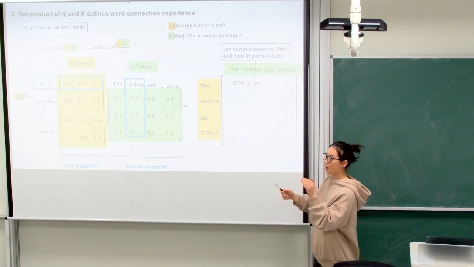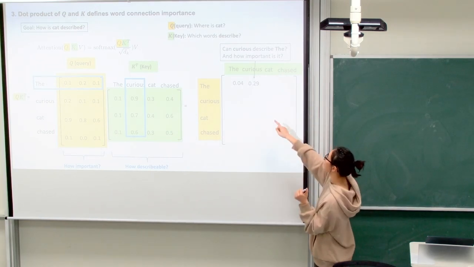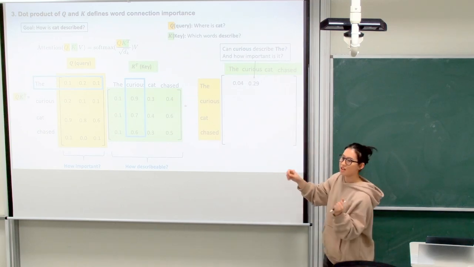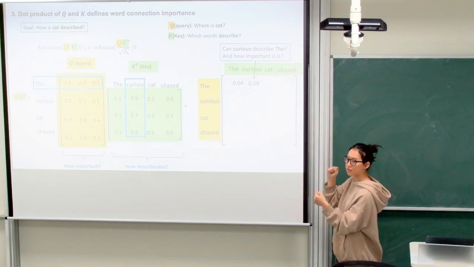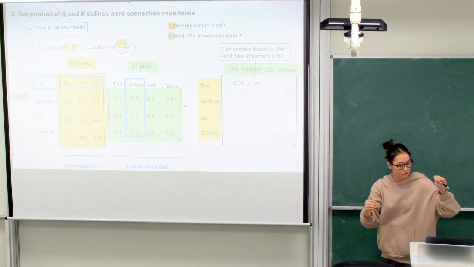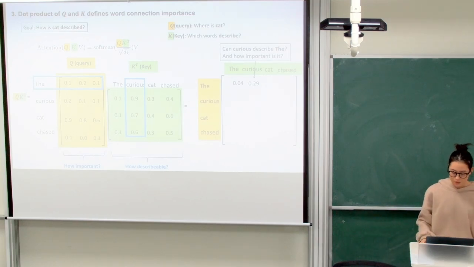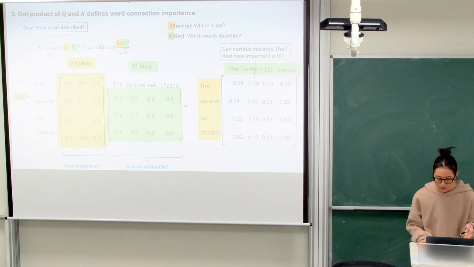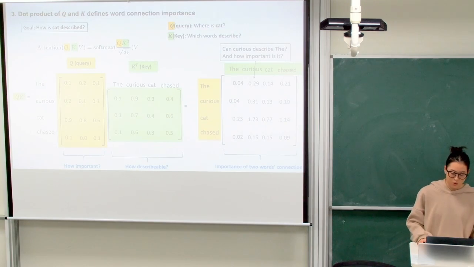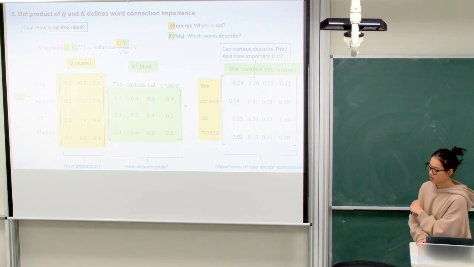If it does, it has a high value. And how important is it? If both of these questions are true, it'll give you a really high value. So we would repeat the same for all these queries and values. All these values basically mean the importance of two words' connection.